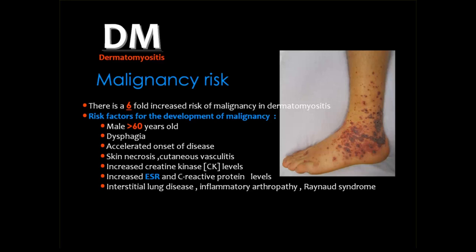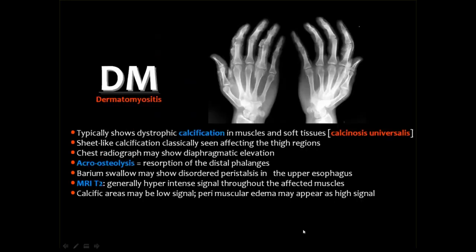Then there is a six-fold increased risk of malignancy in dermatomyositis, and these are the factors which contribute to the increased risk. Number one, elderly patient, the presence of dysphagia, the presence of accelerated onset of the disease, the presence of skin necrosis and cutaneous vasculitis, the increased creatine kinase levels, the increased ESR and C-reactive protein, the presence of interstitial lung disease or inflammatory arthropathy or Raynaud's syndrome.